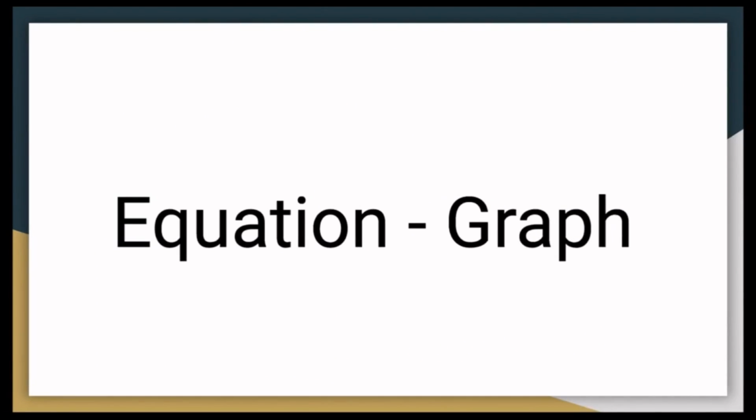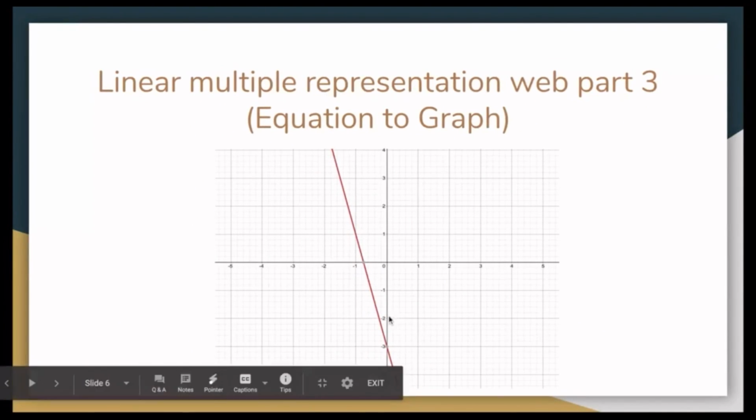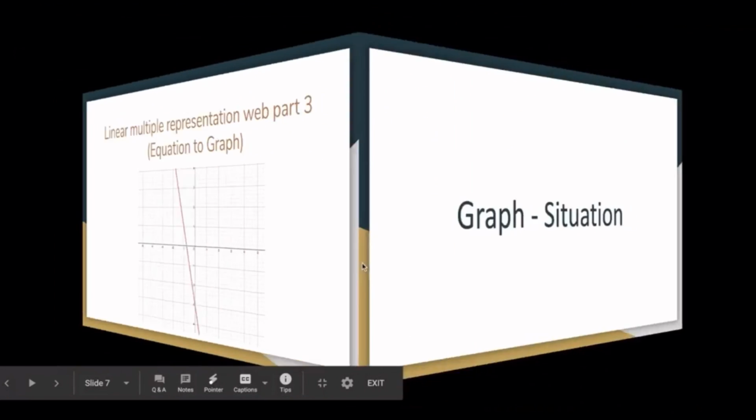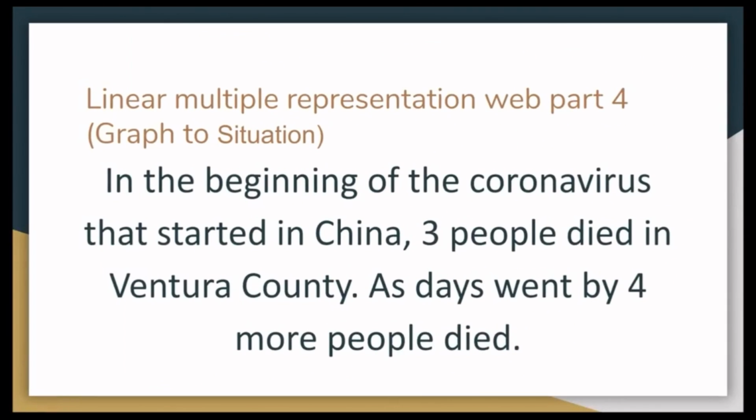Equation to graph. Equation to graph is shown here. Graph to situation. In the beginning of the coronavirus that started in China, 3 people died in Ventura County. As days went by, 4 more people died.